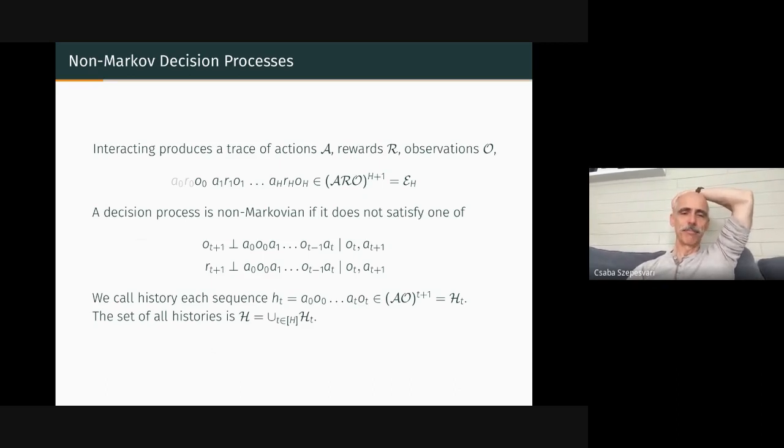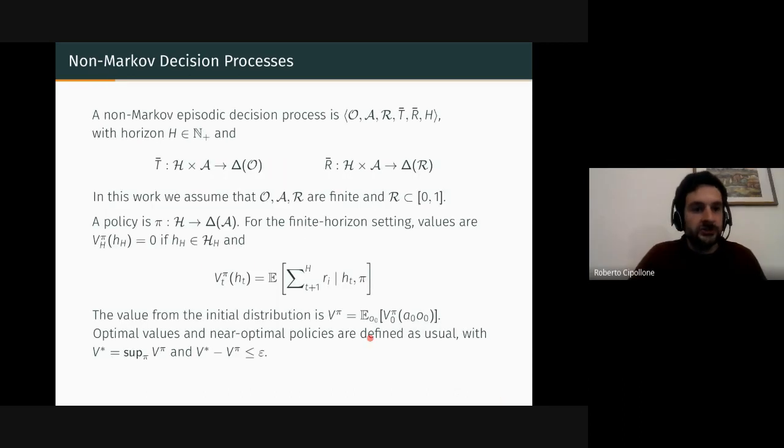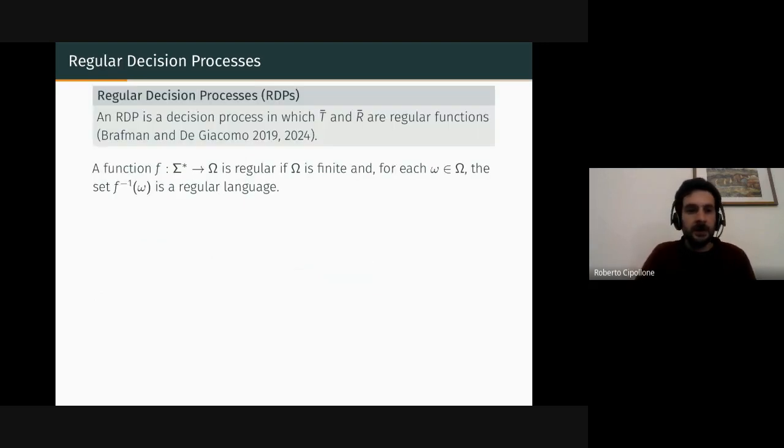Okay, so this is a transition function. The general one can have arbitrary dependency. RDPs, the models we learn on, are actually a subclass of these environments where we make an assumption on the transition and reward functions, where these should be of a specific type. And the definition says that T and R should be regular.